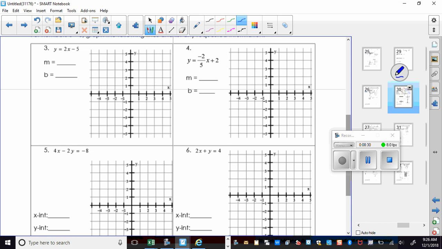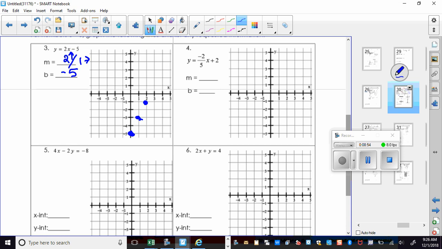3 and 4. My slope is 2. I want to create a fraction, so it's 2 divided by 1. My y-intercept is negative 5. So I start at negative 5, and I use the slope for the pattern: up 2, right 1, make a point. Sorry, made a mistake there. Up 2, right 1, make a point.